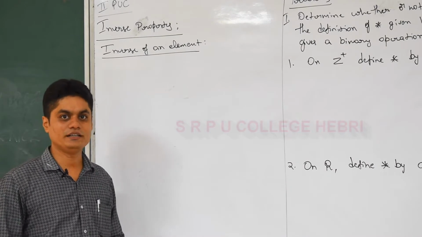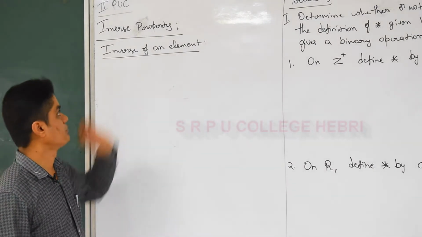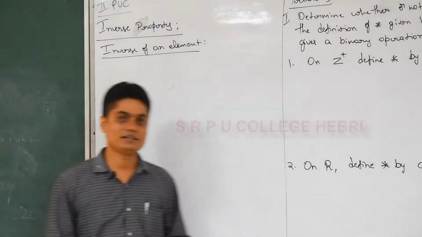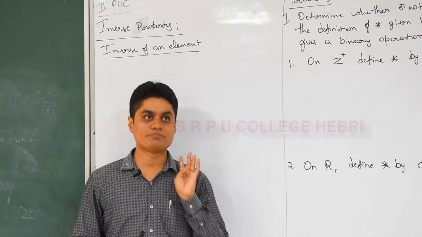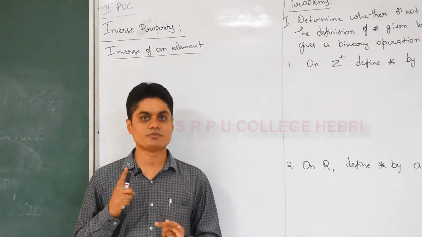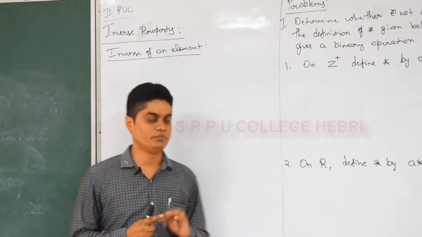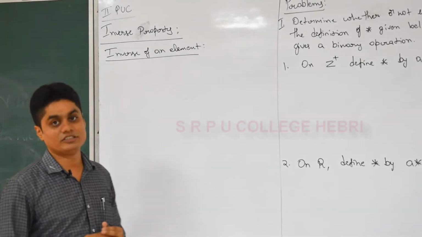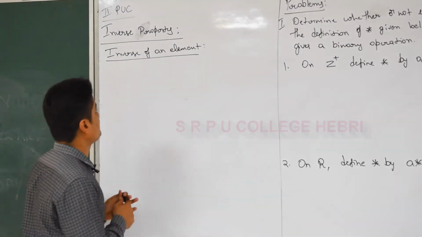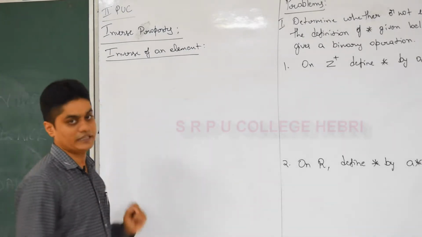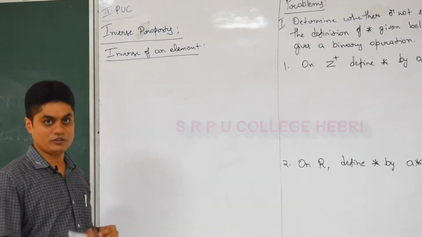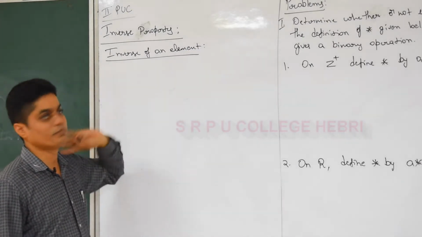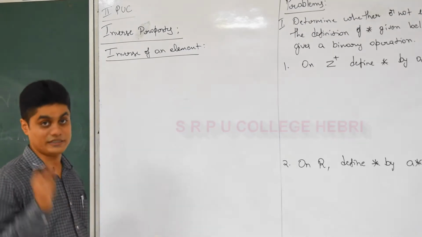I hope everyone is fine. So today we will continue the properties of binary operation. In the last video we completed three properties: commutative property, associative property, as well as identity property. So the fourth one is the inverse property. Let me first define what I mean by the inverse of an element. If inverse exists for all the elements of the given set, then the inverse property holds. So you should know how to find the inverse of an element.